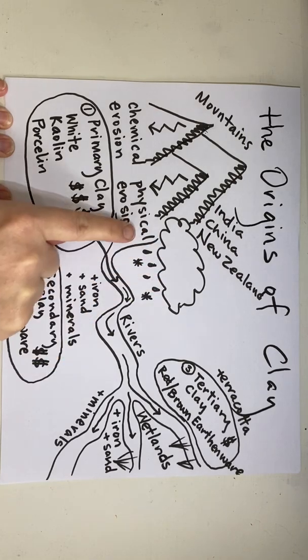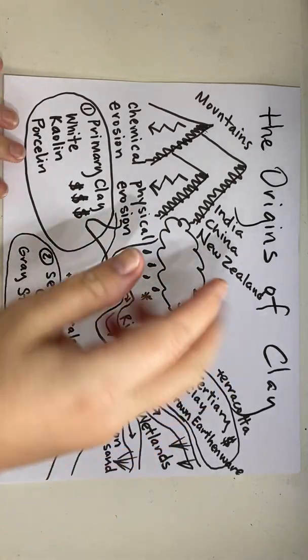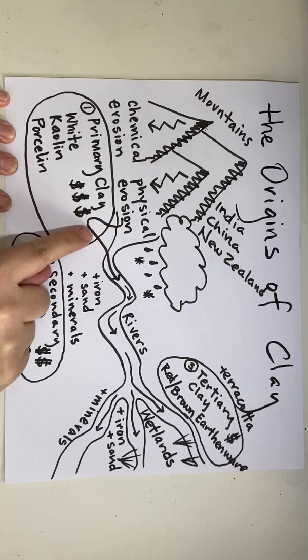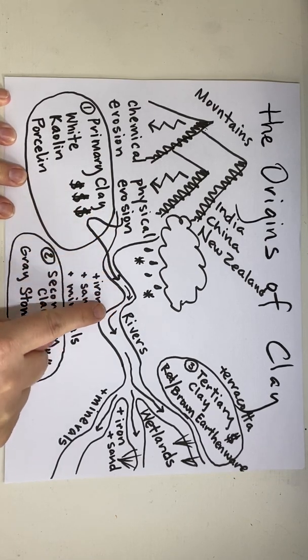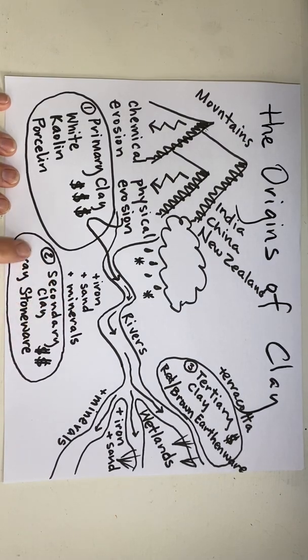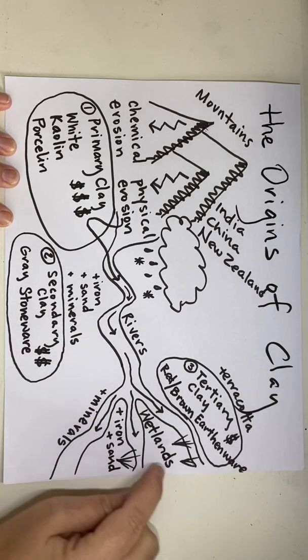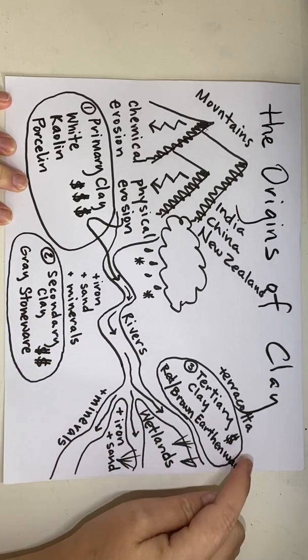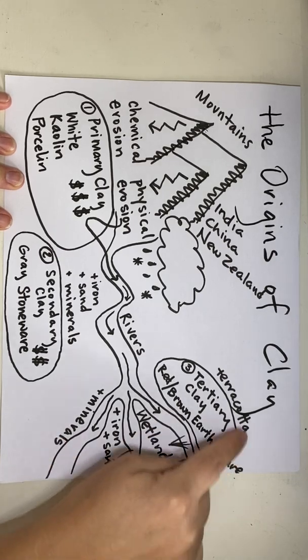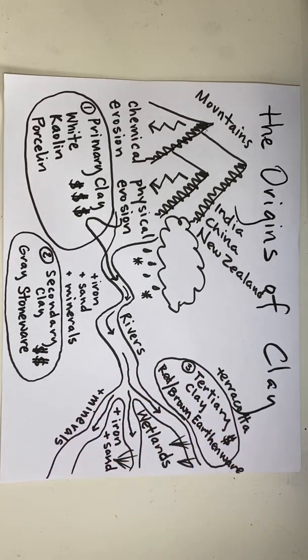The water that forms from precipitation runs down these mountains and forms rivers. That water is going to pick up some of that primary clay and start carrying it down the rivers. It's going to pick up all of this and become secondary clay. And then as it continues on through the wetlands, it is going to pick up even more iron, sand, and minerals and become our third type of clay, our tertiary clay.